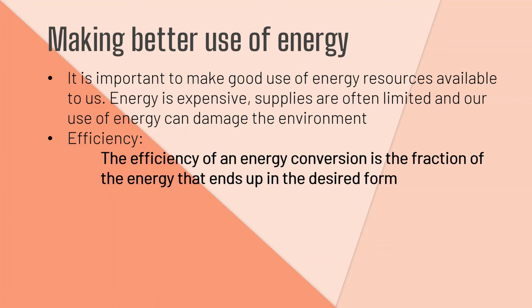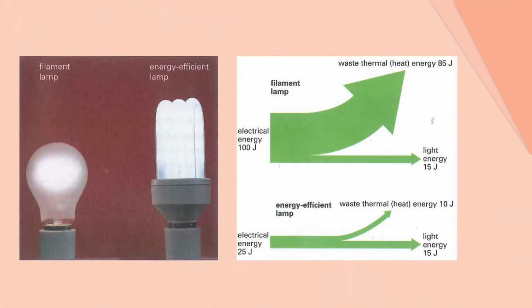So what's the definition of efficiency? The efficiency of an energy conversion is the fraction of the energy that ends up in the desired form. We use light bulbs to provide us with light. The picture shows two types of light bulb. The one on the left is a filament lamp, and the other one is an energy efficient lamp. The chart shows the energy they use each second. The diagram shows that each of the two bulbs produces the same amount of light energy. However, because it wastes much less energy as heat, the energy efficient lamp requires a much smaller input of electrical energy.